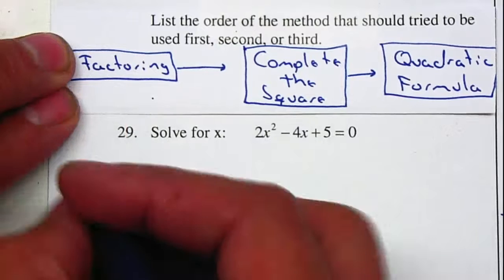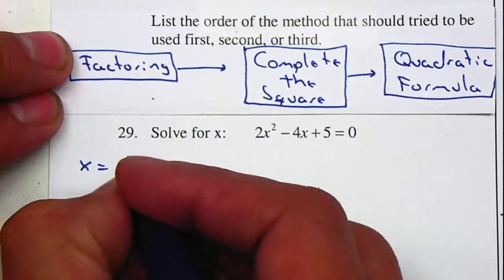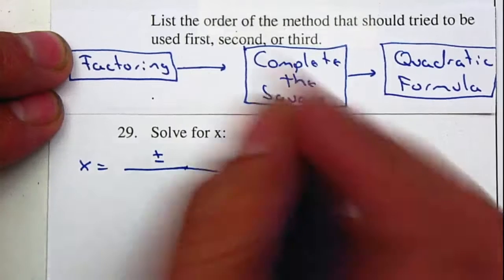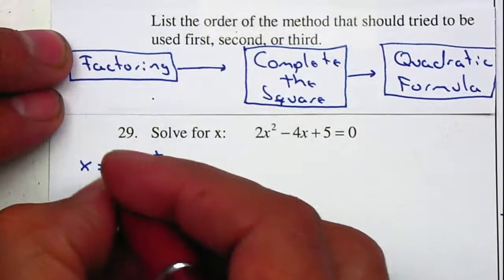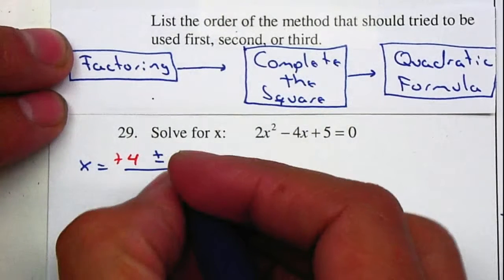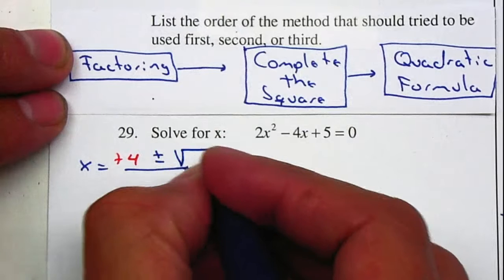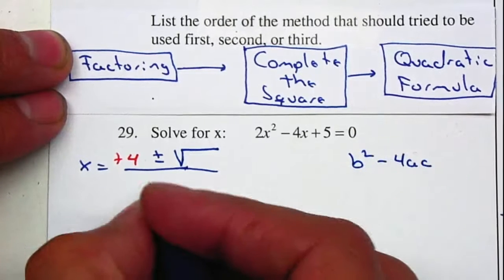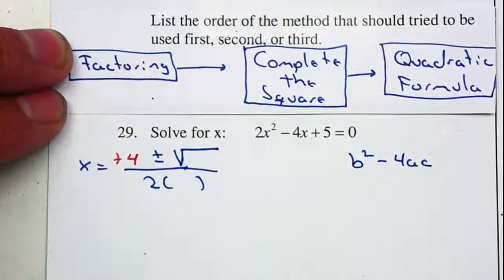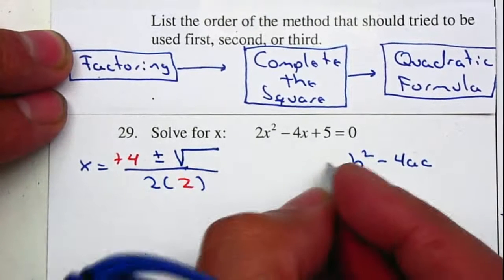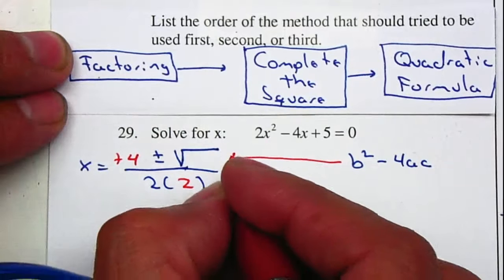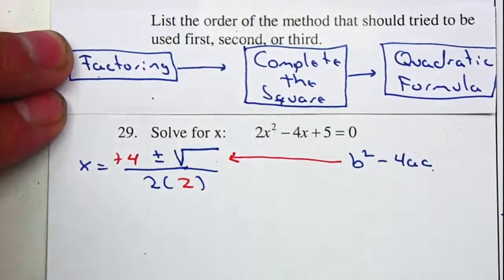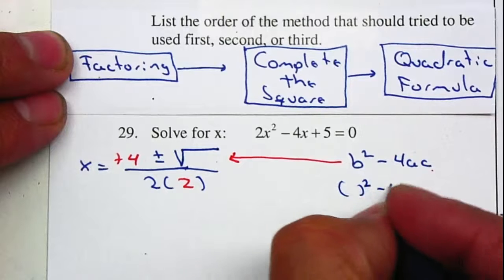To use the quadratic formula, it will be x equals opposite b. So this is a negative 4, this will be a positive 4, plus or minus the square root of b squared minus 4ac, all over 2a. A is 2. Now remember that we are going to place the discriminant, which is b squared minus 4ac, inside the square root. But I prefer to do it separately and just plug it in.